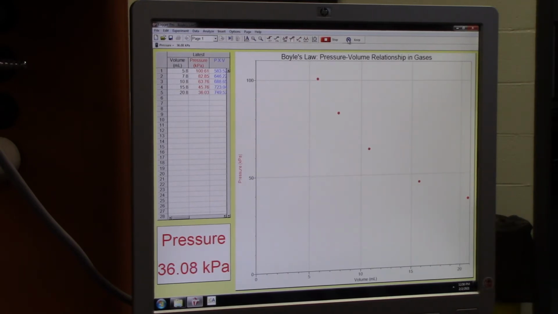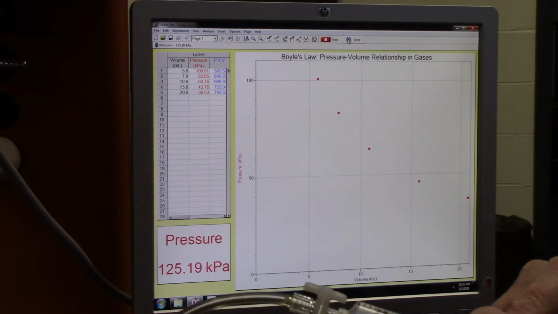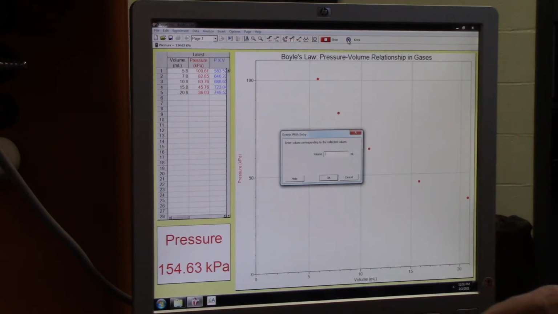Okay, now I want to go the other way too. So I'm going to actually decrease the volume as well. So I'm going all the way down to 5. And so let's go to, I'm going to go to 3. No, let's go to 2 and record that value. So I'm going to go down to 2. Okay, and I'm going to keep that one. Okay, it says 157, so that can make sense, because I'm applying more pressure. And this is 2.8.